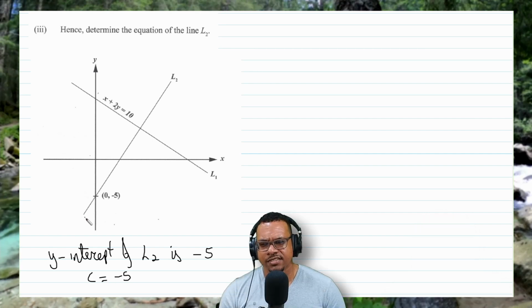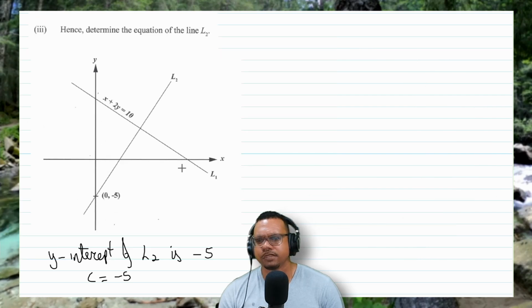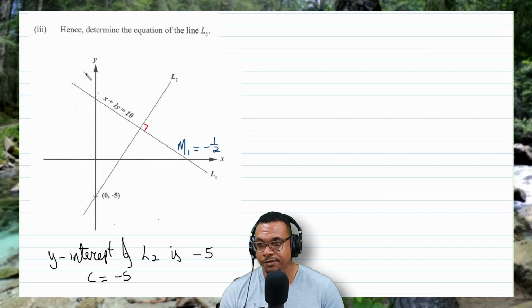Now remember they told us that these two lines are perpendicular, and across here we found the gradient of line 1, which is -1/2. So I'll call that m1. So I'll say m1 is equal to -1/2, and that's the gradient of line 1. And these two lines are perpendicular, meaning they are at 90 degrees to each other. Therefore, the perpendicular gradient would be to flip this fraction and change the sign.